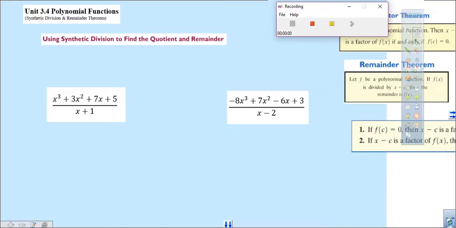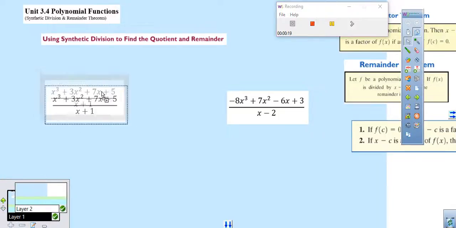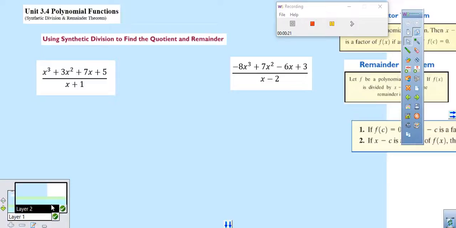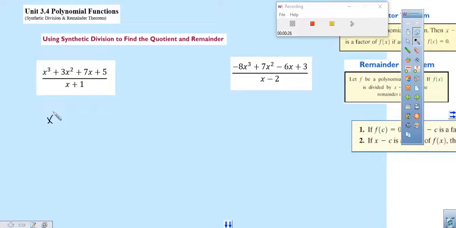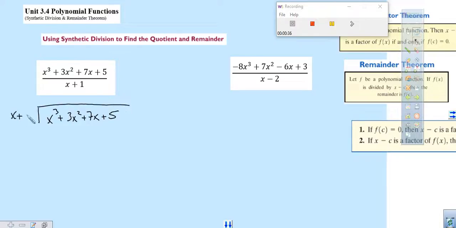All right, so we have this method to be able to do long division with polynomials. We have this method called synthetic division. And synthetic division is basically something that allows us to say, hey, I want to divide. So if we start off, we're looking at this one right here. Essentially, I'm just moving some stuff around. So I have this polynomial, x cubed plus 3x squared plus 7x plus 5, and I want to divide it by x plus 1.